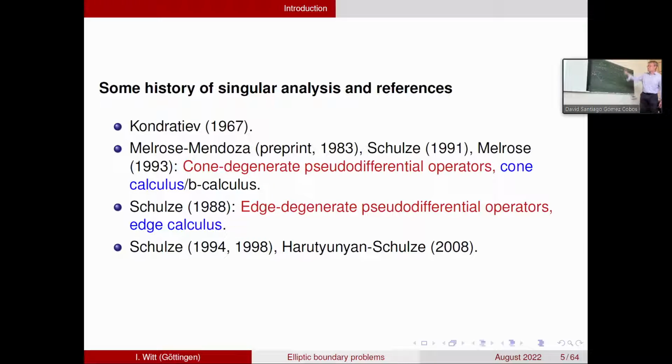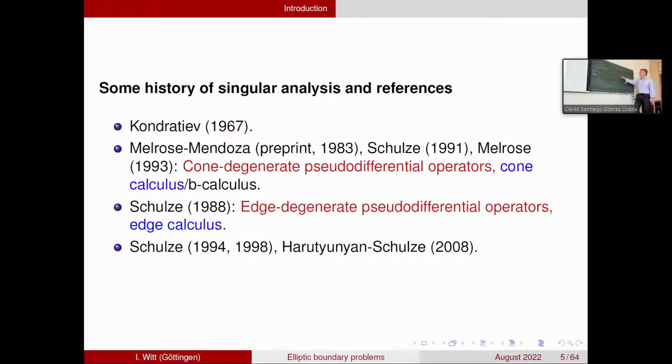Actually, the difference between Cohen and B is not that big. Yeah? So on the Cohen side, Schulze has this factor. Melrose doesn't have that factor. It just multiplied everything by x to the n, and says it's not that important.